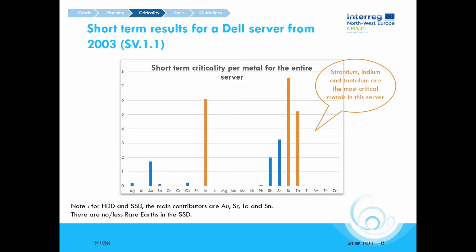Also, for HDD and SSD, even if the results are not definitive, it seems that the main contributors are gold, strontium, tantalum, and tin metals. And also, as Victor said earlier, there are less and even no rare earths in the SSD compared to the HDD because the permanent magnet was removed from SSD.